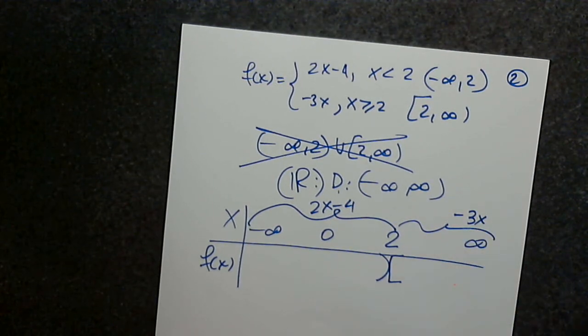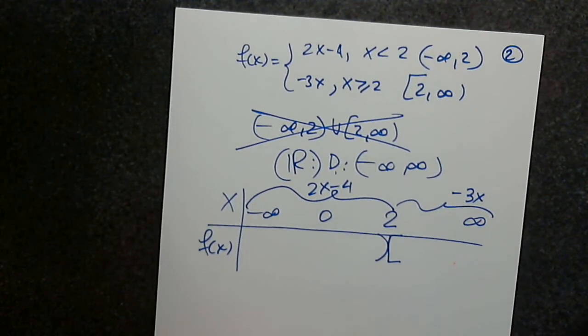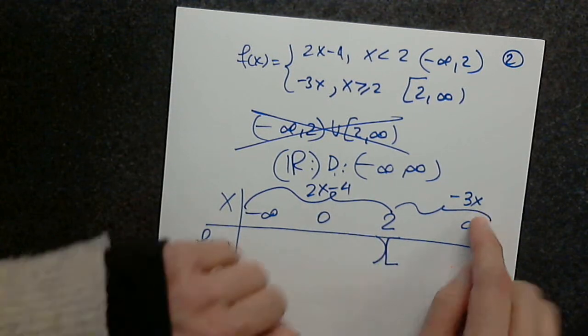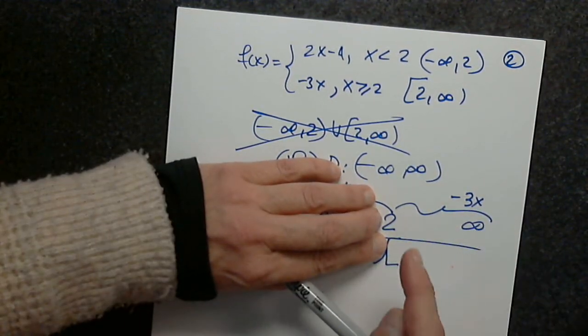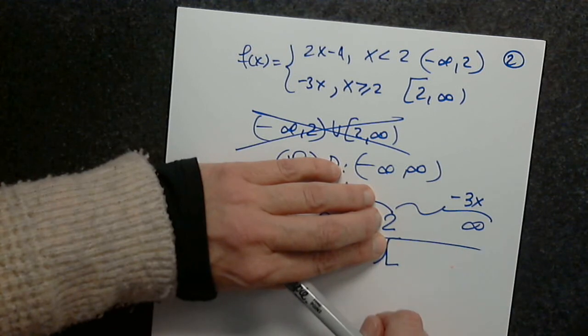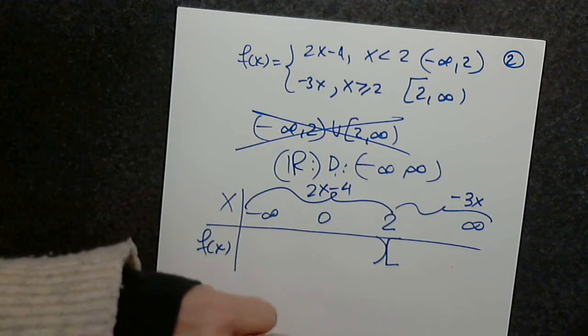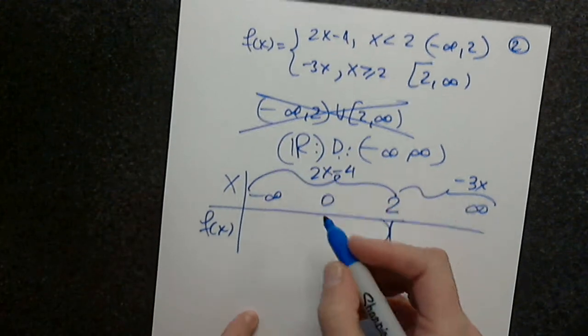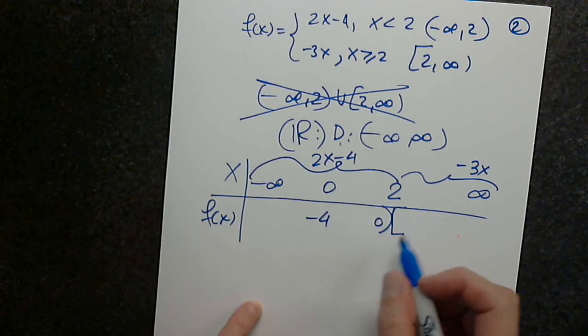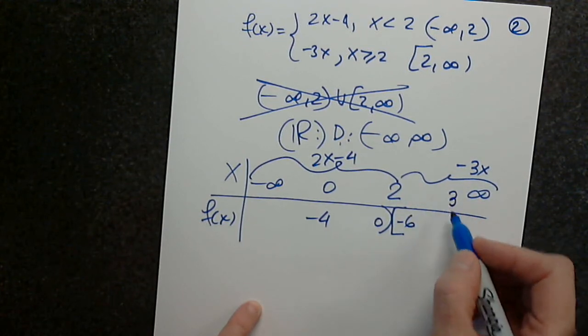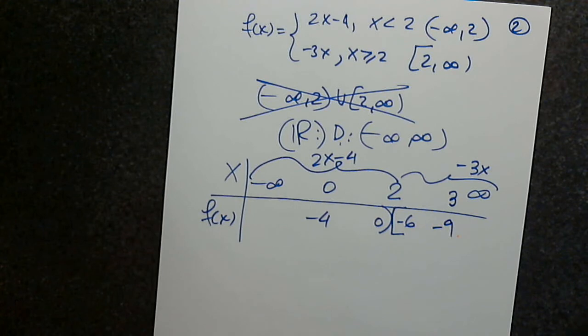Now, what you did over there, if I may say, in negative 3x, you plugged in 0. You plugged in negative 1 in negative 3x. You can't do that. That's why I crossed it out. You cannot plug in 0 in negative 3x. Negative 3x is only here. You can only plug in numbers from 2 to infinity. Is that clear? Yes, everyone? Okay, so when I plug in 0, I get negative 4. When I plug in 2, I get 0. When I plug in 2, I get negative 6. When I plug in 3, I get negative 9. This is it.